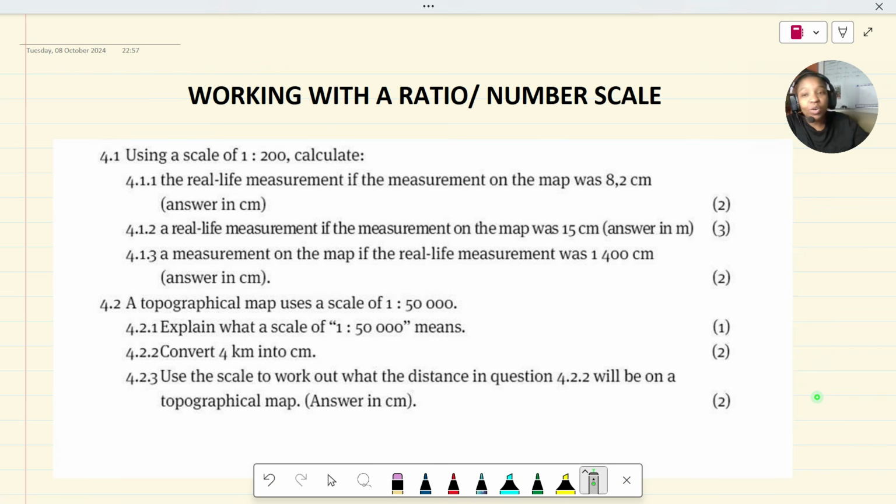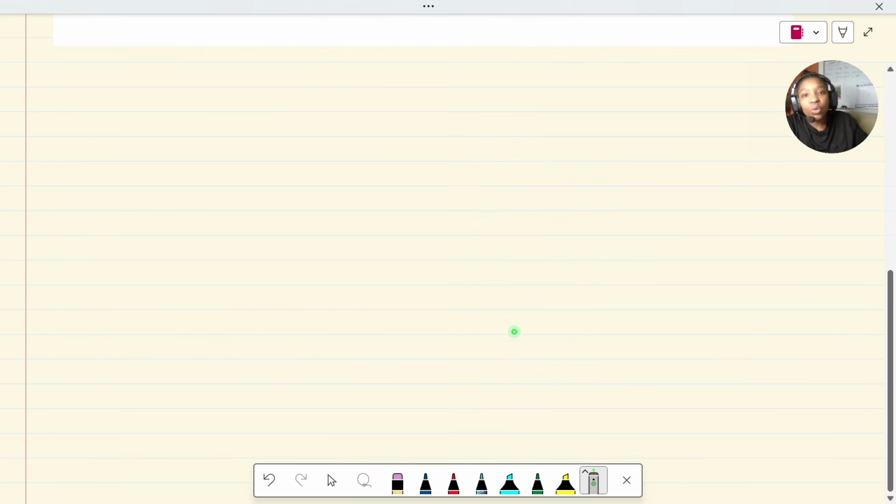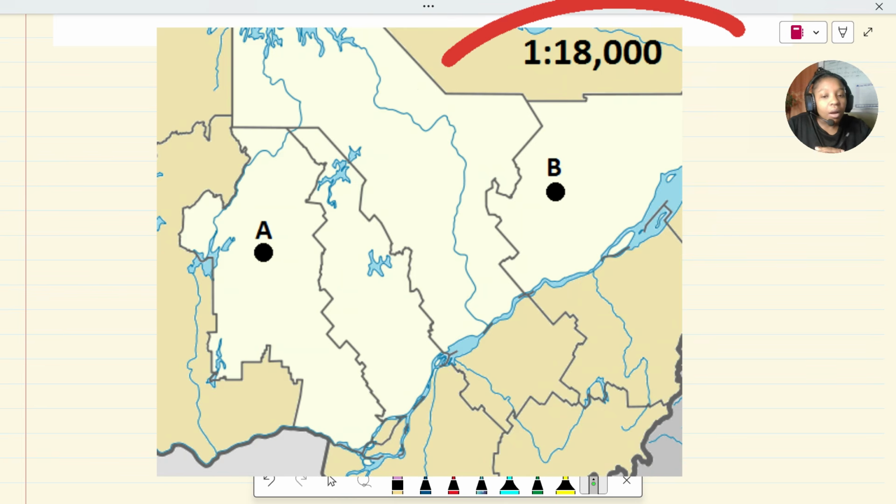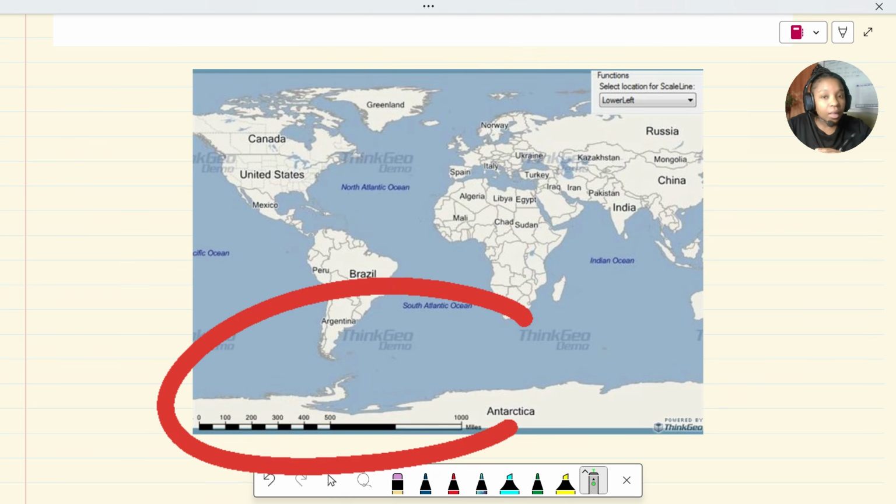So in today's video tutorial, we're going to be looking at how you work with a ratio scale, sometimes called a number scale. We all know that when we're analyzing different maps, you get different scales given on your map. You can get a number scale on a map, a bar scale, or a line scale.